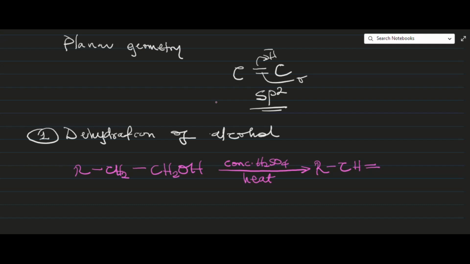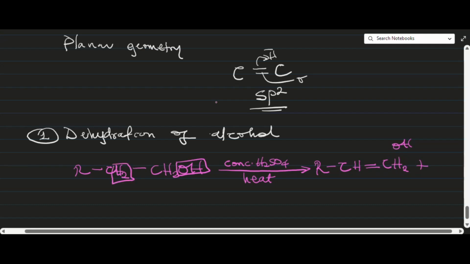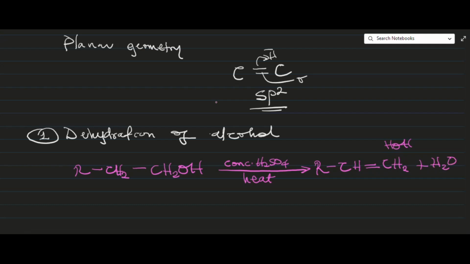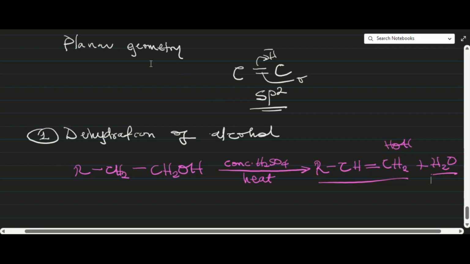So we have CH2 now. OH is gone. Remember, this OH is gone, and one of the two hydrogens here is gone. So it means we are going to get HOH. What is HOH? HOH is water. So we have removed a water molecule from alcohol to get an alkene, and water as our product.